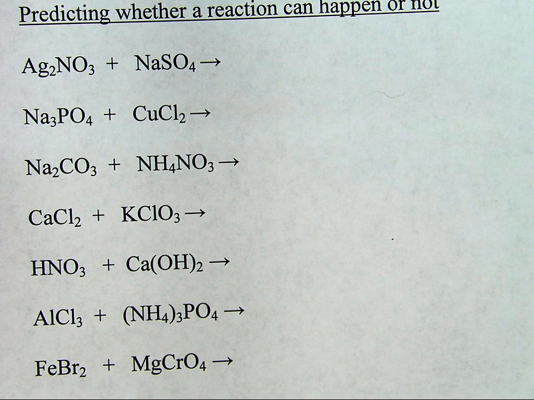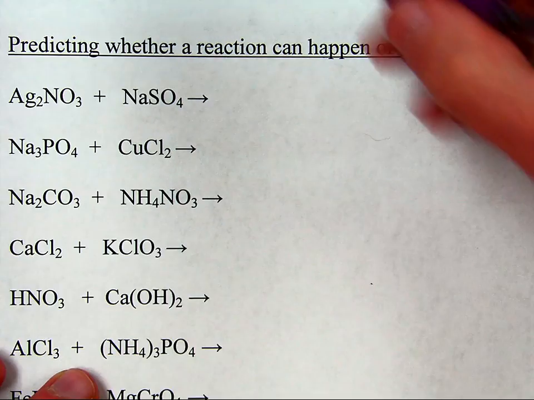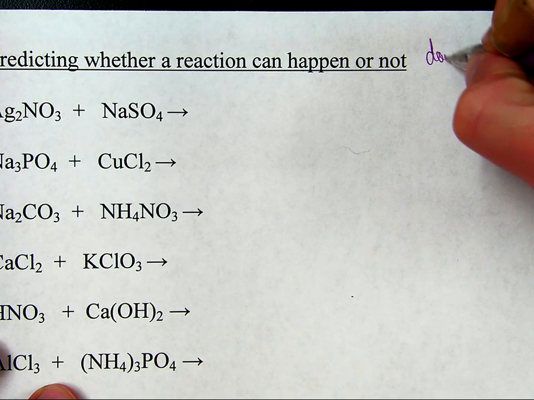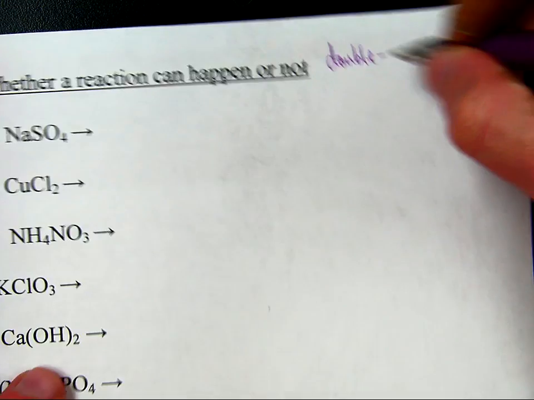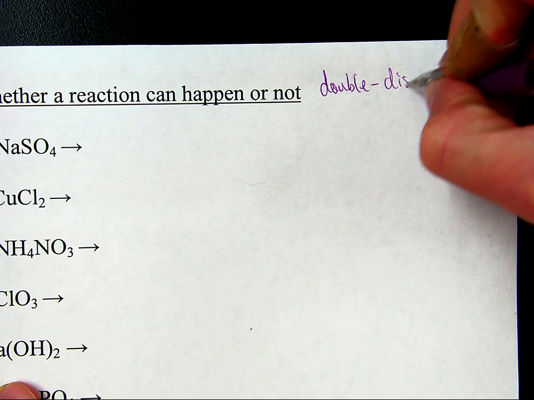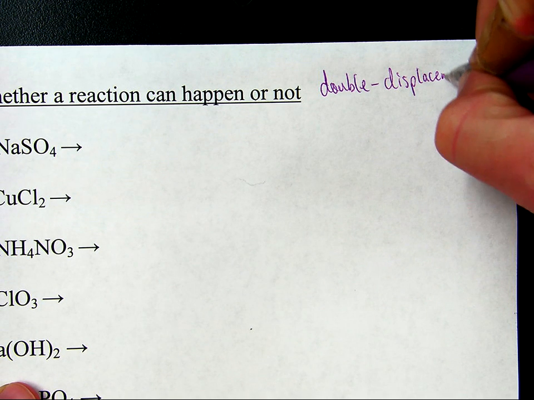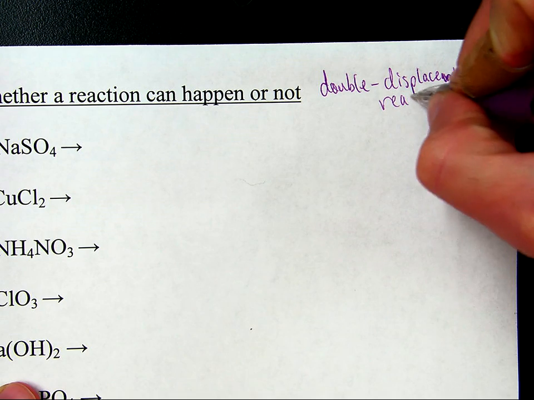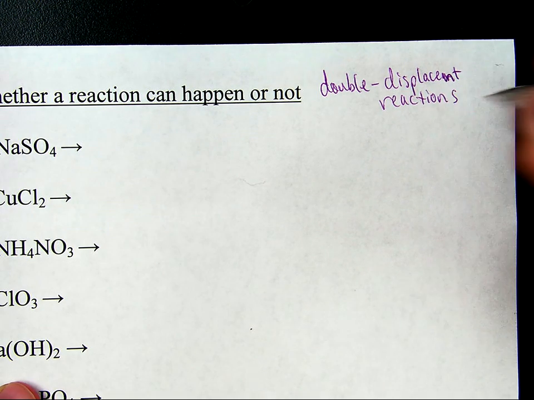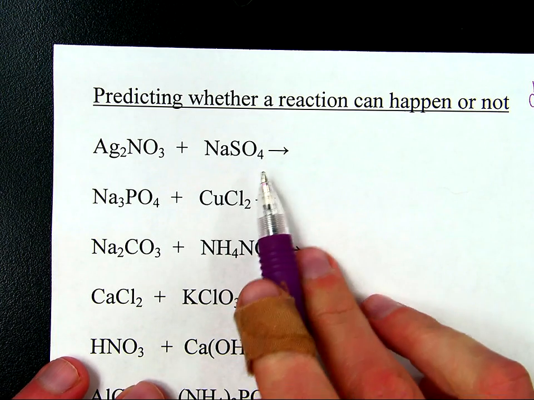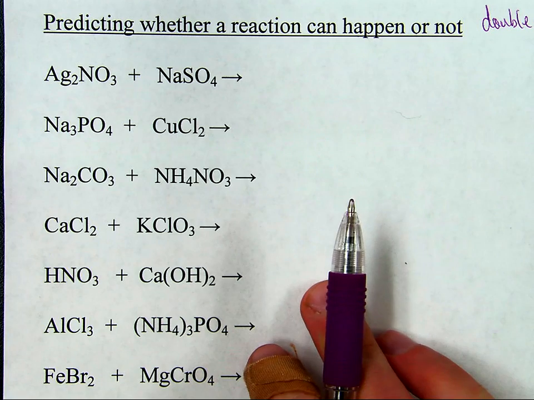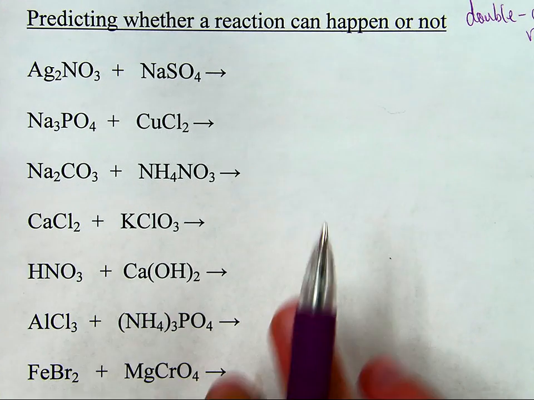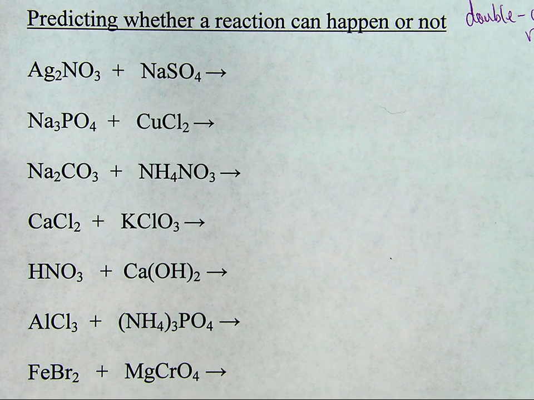Okay, so predicting whether or not a reaction can happen for double displacement reactions. Now, again, as you should know, these are double displacement reactions because they are both compounds and you don't have any individual free elements here. But anyway, in order to tell whether or not this is going to happen, we got to define what we mean by happen.